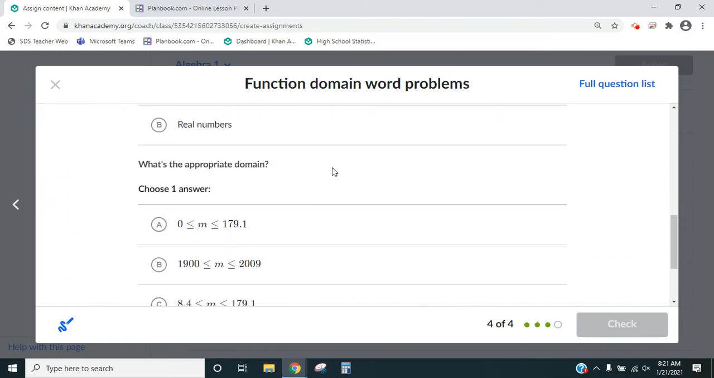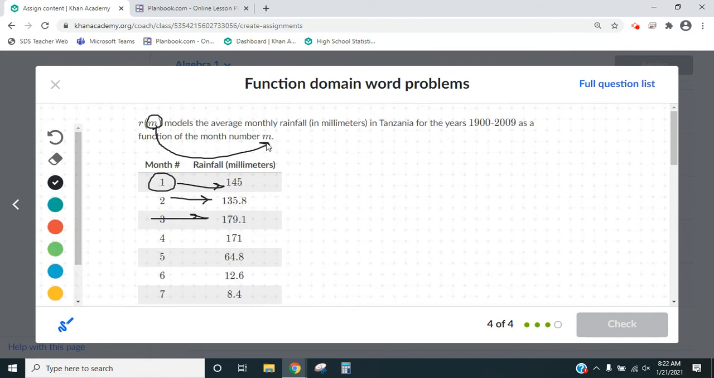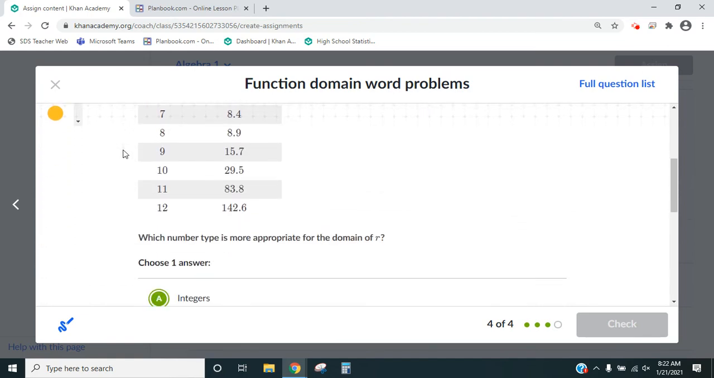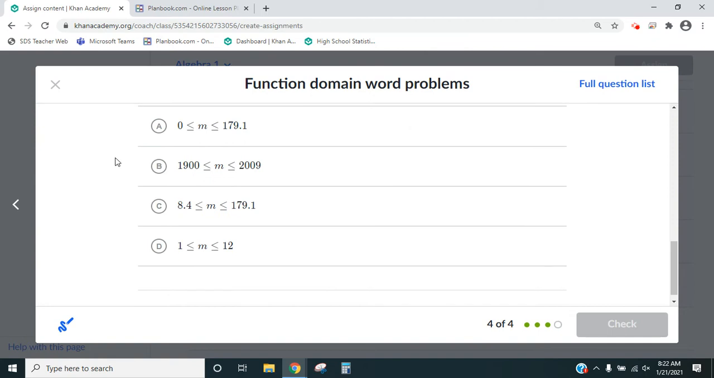All right, now what's the appropriate domain? Domain is months. So for the years 1900 to 2009, does this matter, or are we just looking at 1 through 12? We're not counting the years, right? We're talking about months, and we're not counting all the different months in between 1900 and 2009. That would be a big number.